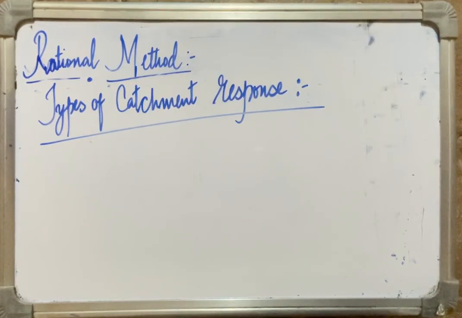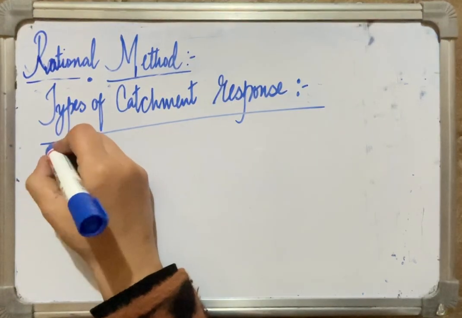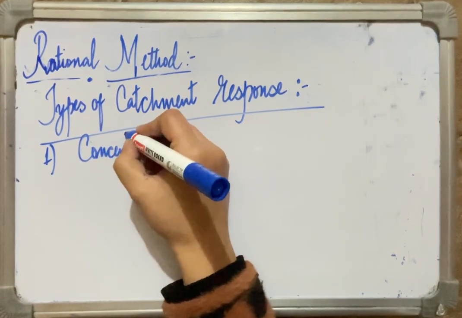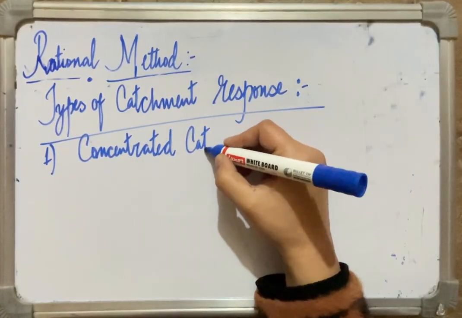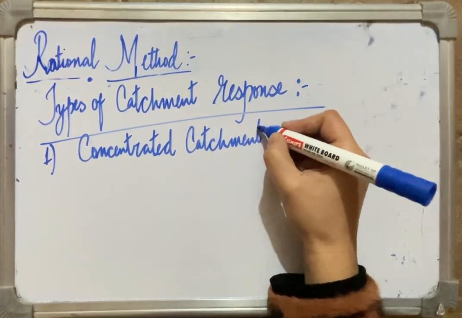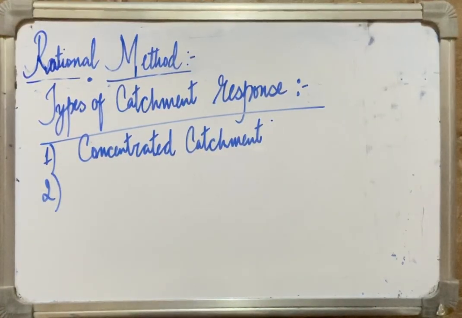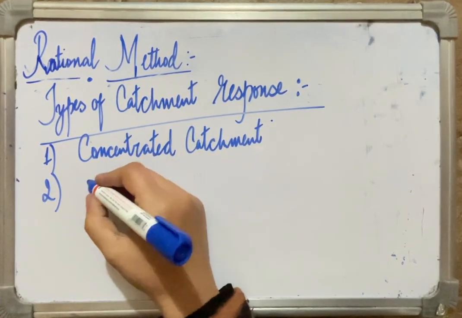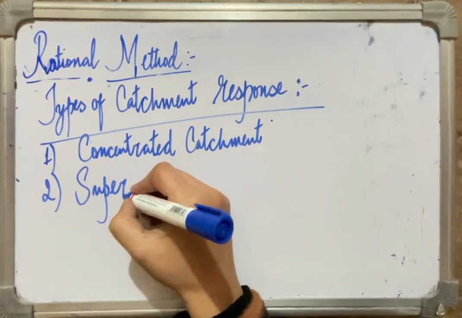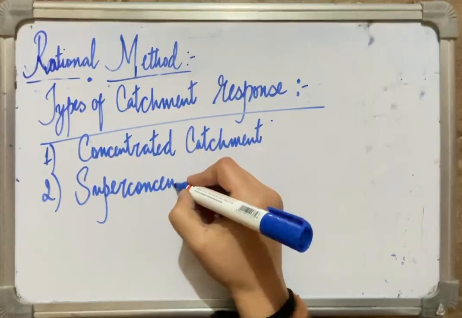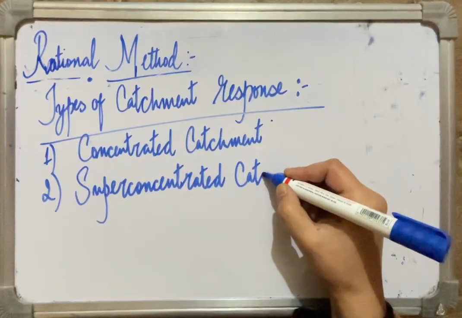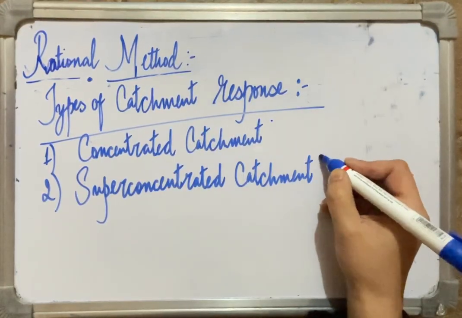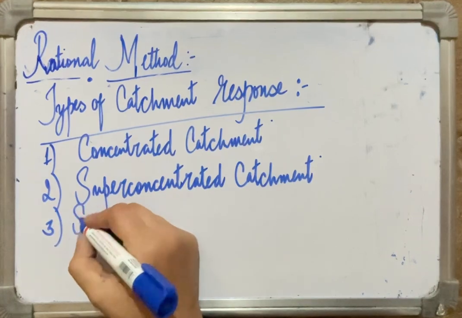We have three types of catchment responses. One is concentrated catchment. Second one is super concentrated catchment. And the third one is sub-concentrated catchment.